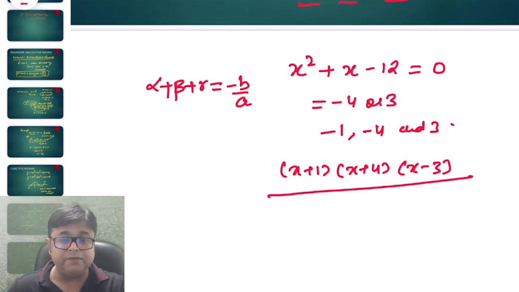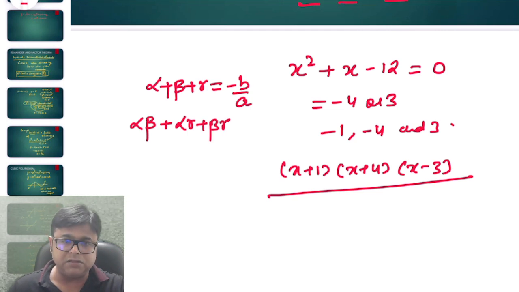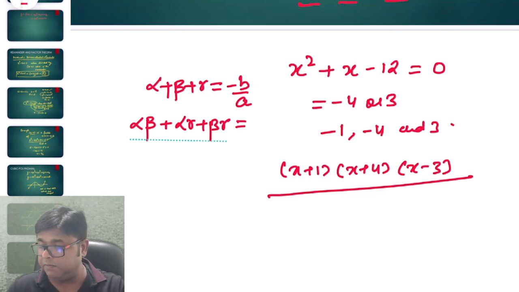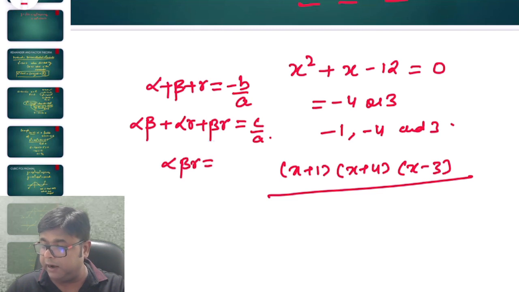B is the coefficient of x square and a is the coefficient of x cube. Then there is another term, the sum of roots taken two at a time. So alpha beta plus alpha gamma plus beta gamma. I'll have three such pairs, right? If we have three real roots, alpha beta plus alpha gamma plus beta gamma will give me c by a. And the product of roots, alpha beta gamma, will be minus d by a.